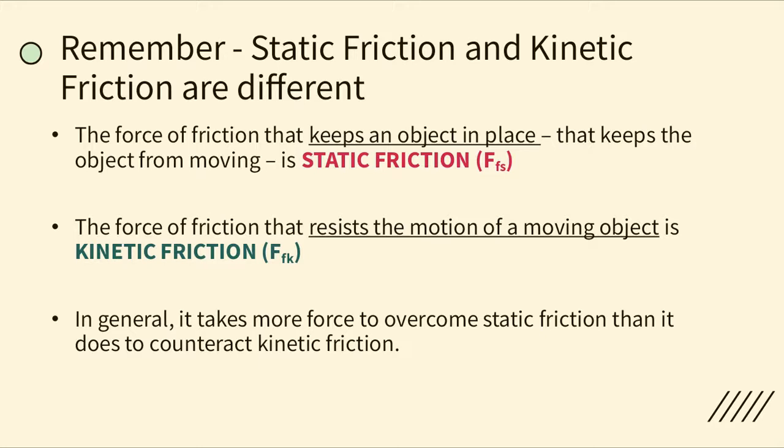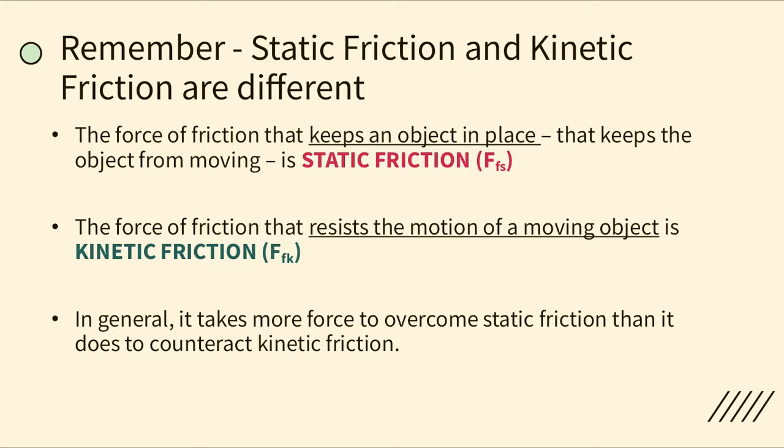The next type that we have is the force of friction that resists the motion of a moving object or a sliding object, which is kinetic friction. And that's denoted by F subscript Fk, for force of kinetic friction. An easy way to remember this is the camera for Xbox. It was called the Xbox Kinect, because it was capturing motion. So kinetic is for movement and motion.